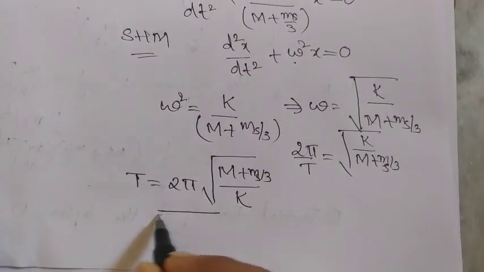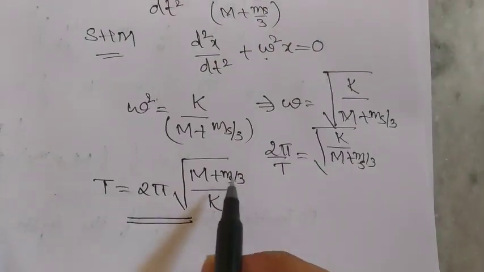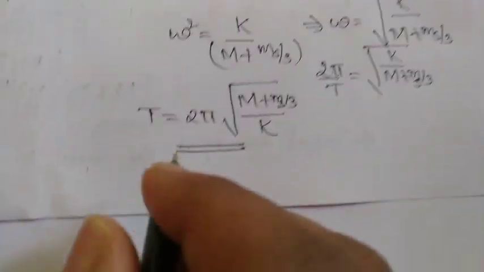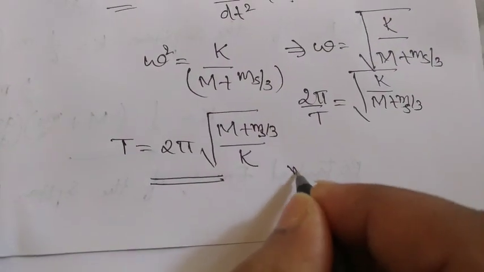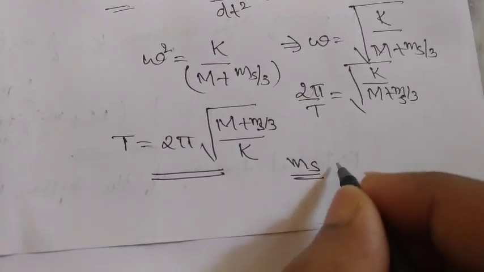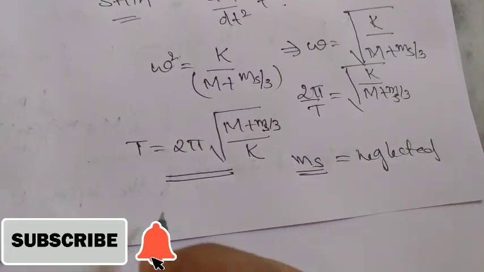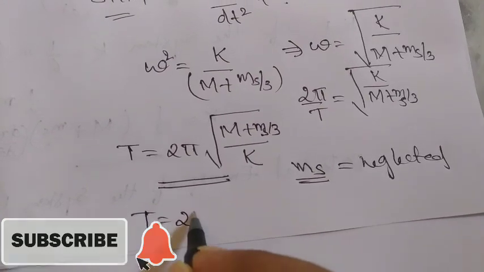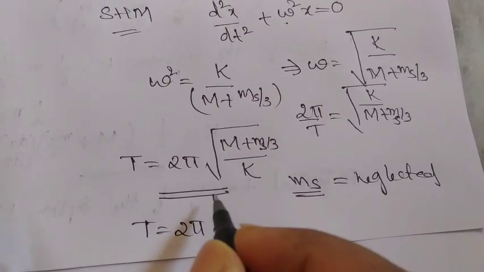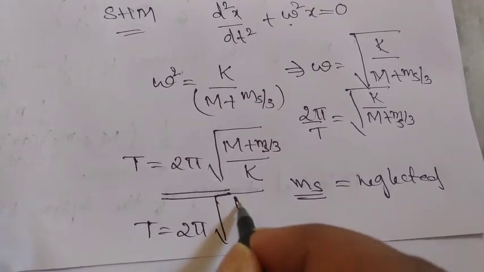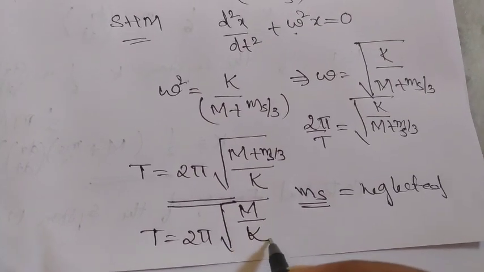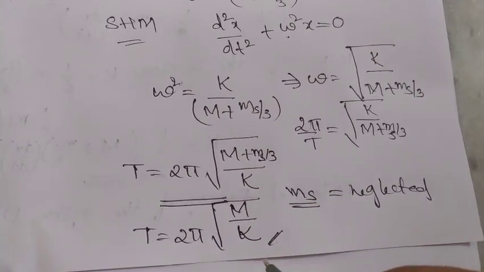This is the time period of the loaded spring. If the mass of the spring is neglected, because it is very small, then the time period becomes 2 pi root over m/k, taking only the mass of the block. Thank you.